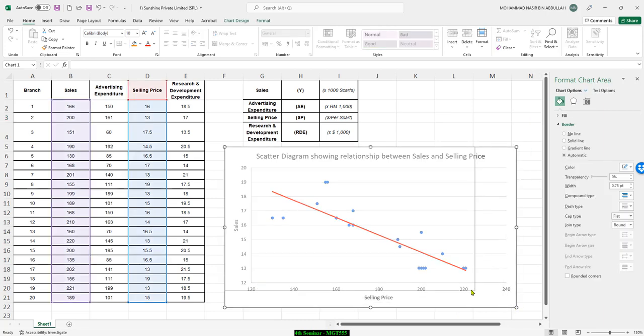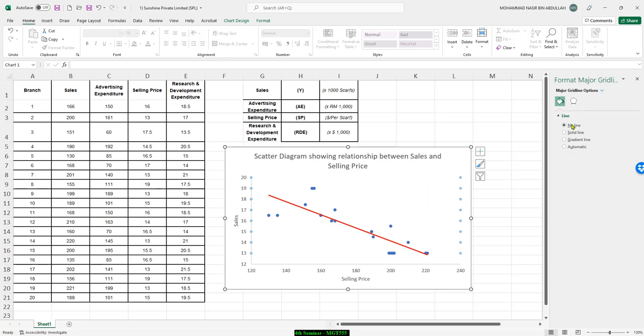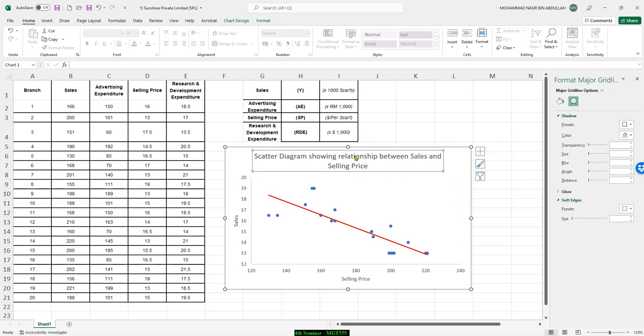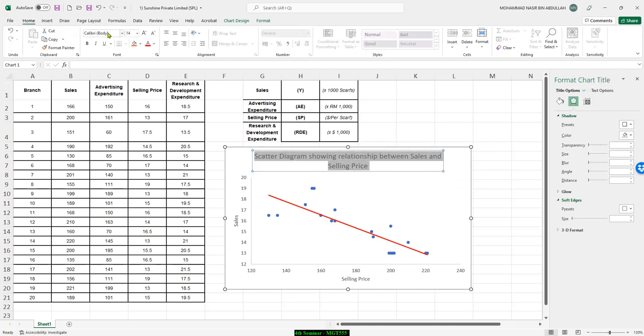And of course you boleh adjust lain-lain lah. Let's say I tak nak line dekat dalam ni, I boleh buang. You boleh play around with the function of properties available dekat dalam Excel ni, and you can make a very beautiful graph lah, right? So say I suka Times New Roman, so make it Times New Roman.